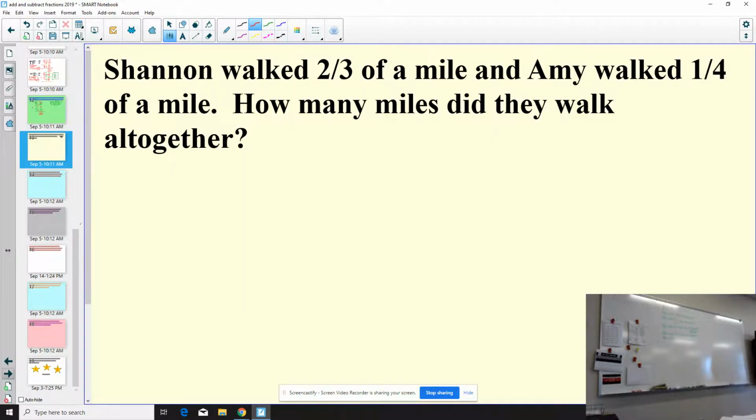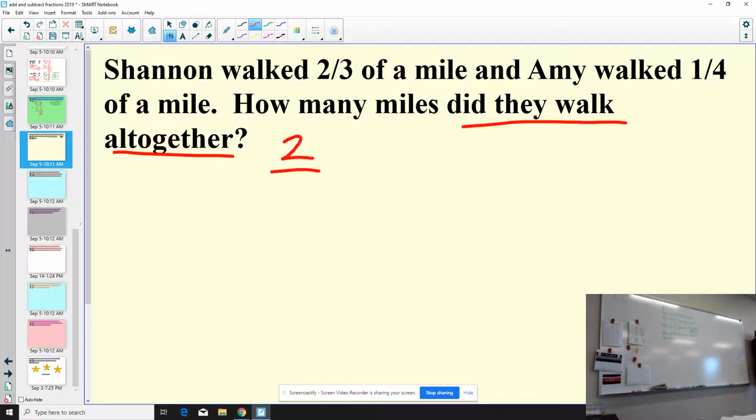Okay, let's look at the next one. Shannon walked 2/3 of a mile and Amy walked 1/4 of a mile. How many miles did they walk all together? So what if the question says, how many all together? Would we add or would we subtract? Yes, we would add. How many all together means add.